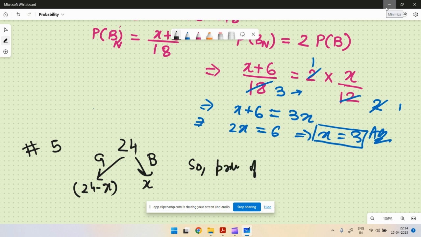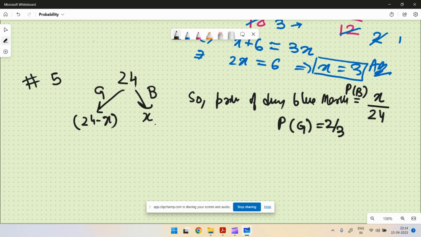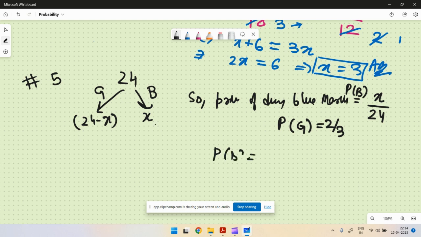So the probability of drawing a blue marble is x by 24, the number of blue marbles upon the total number of marbles, 24. This is P of B. Now in the question it is given that the probability of drawing a green marble is 2/3. Since there are only two colors of marbles in the jar, the probability of drawing a blue marble will be 1 minus the probability of drawing a green marble, nothing but 1 minus 2/3, which is 1/3.